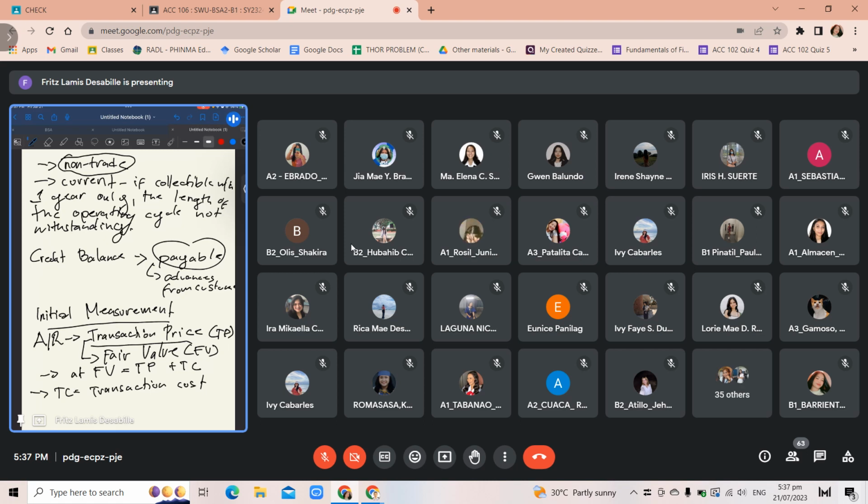So what are examples of transaction cost? An example is if you are a seller and you sold inventory, and the shipping term is FOB shipping point. If you're familiar with FOBs, guys, are you familiar with shipping terms? Shipping terms, guys. Sorry. Yes, okay, good. Sige.